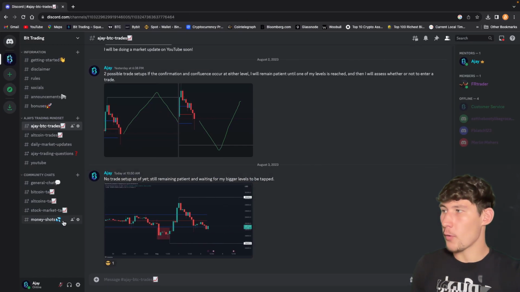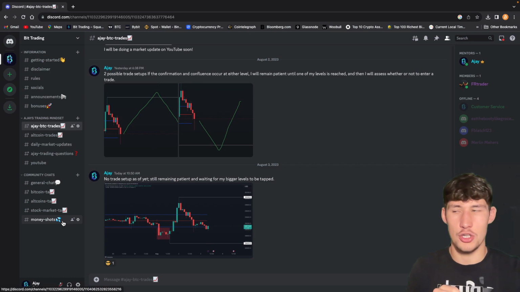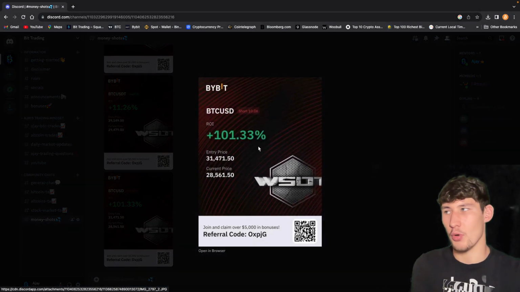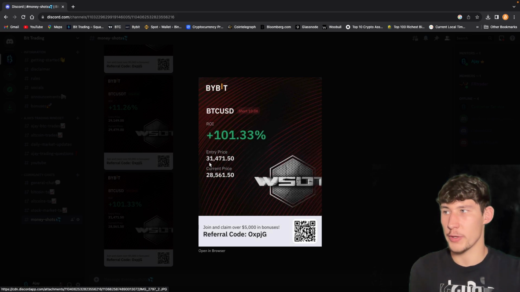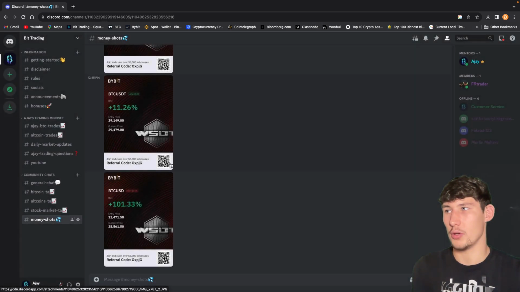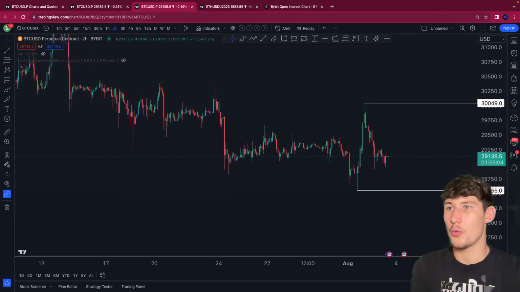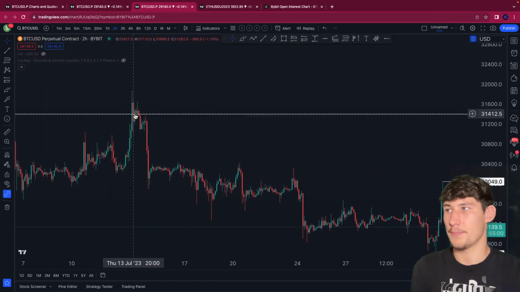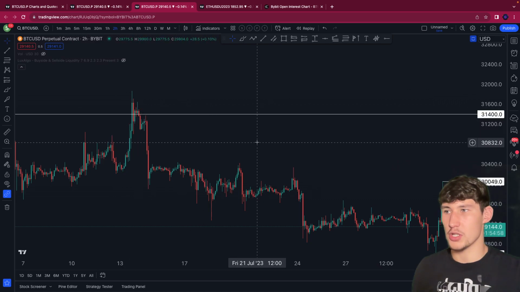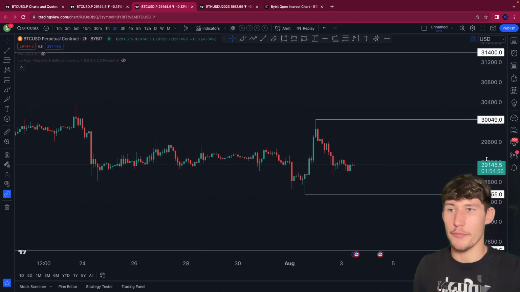As of right now, we are currently in a short position. That's the only trade we have open right now, and that short position is in over 100% profits. We entered this trade at $31,471. If we have a look at the charts, we can see that we entered this short position all the way back up here, and that was a really nice short position that's been very profitable.